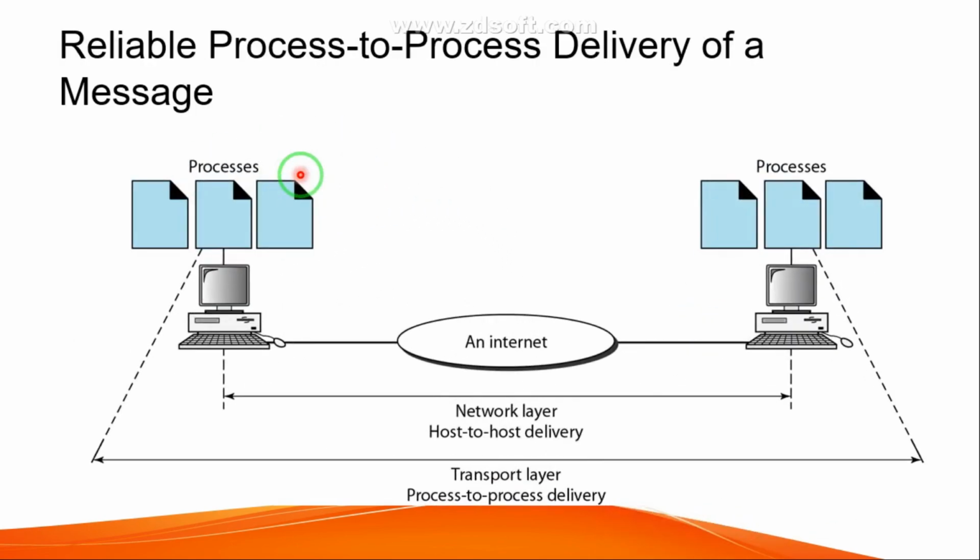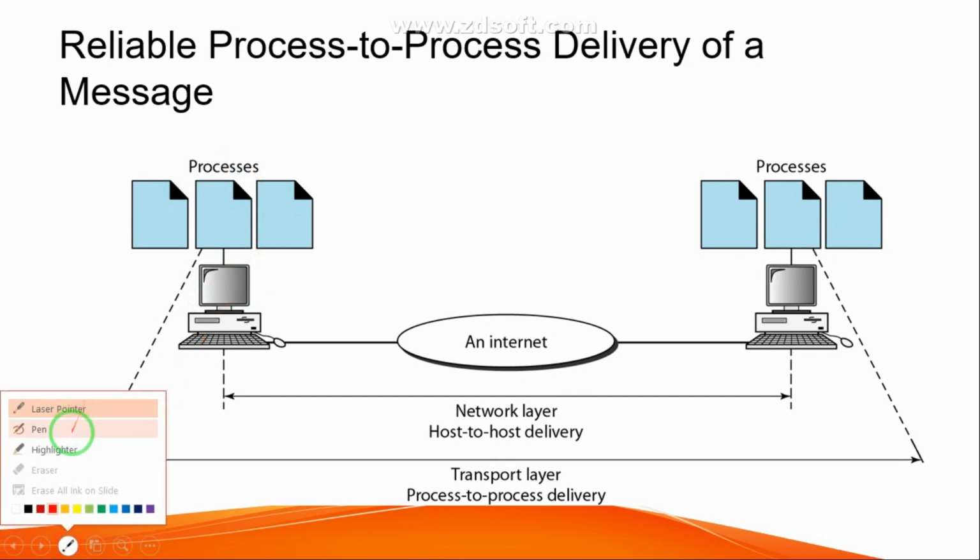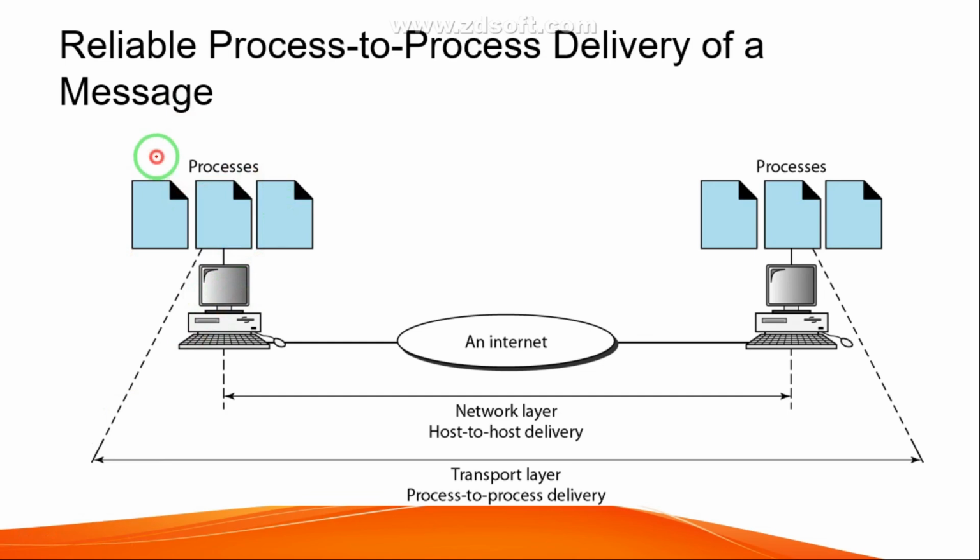So you can see from this figure that 3 different processes are running on each station. Suppose this is process A, this is B, and this is C. The data from the process of station 1 should be received by station 2, but by process B only, not by A and C. This is called process to process delivery.